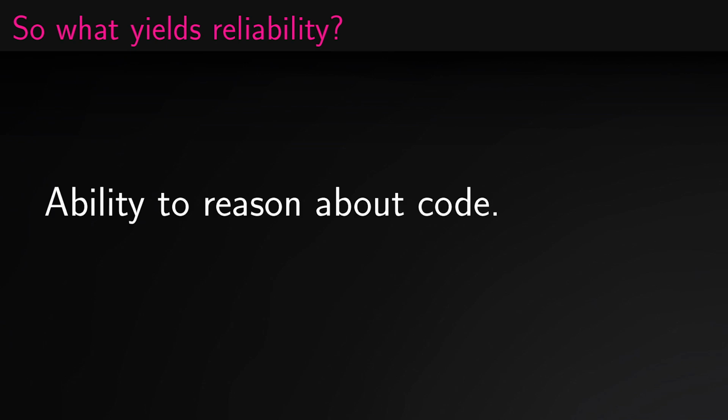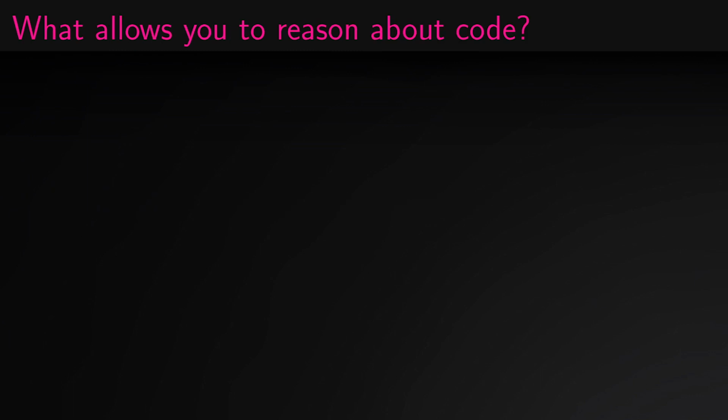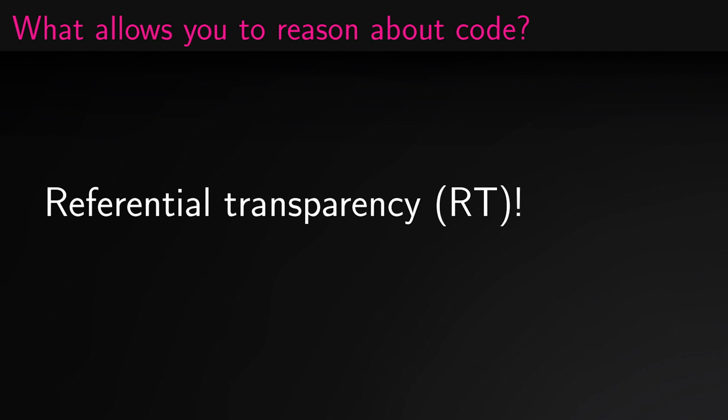So I'm going to contend here that what yields reliability in software is the ability to reason about our code. And so what allows us to reason about our code? Here's where my functional programming bias really shows, and it's referential transparency. This is what I'm going to say. Referential transparency is just a fancy word for saying functionally pure, or pure. That's all we're going with.